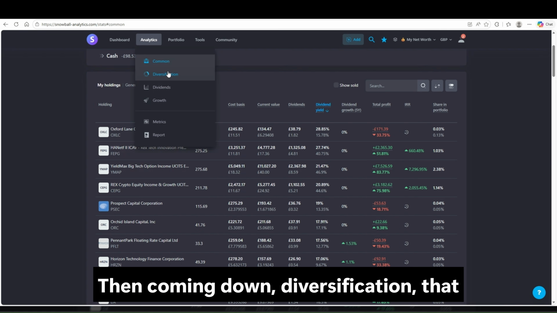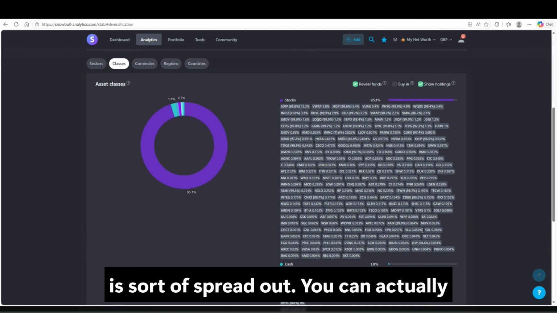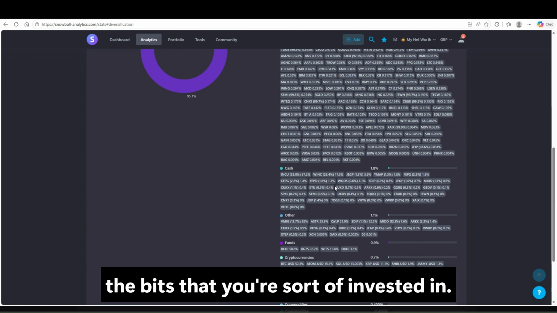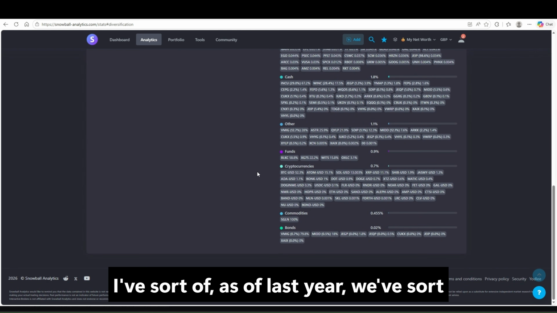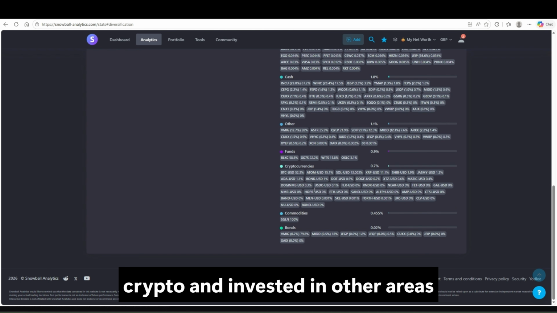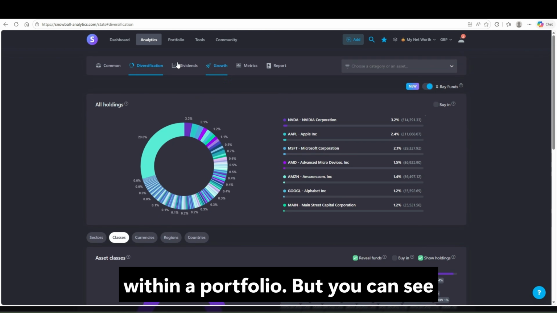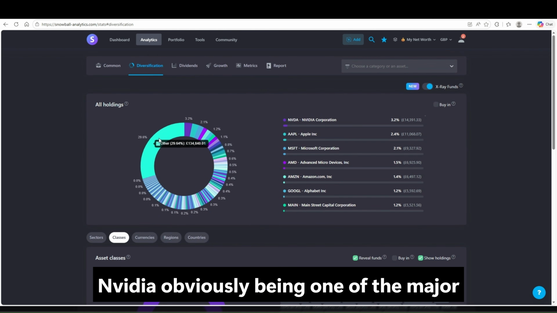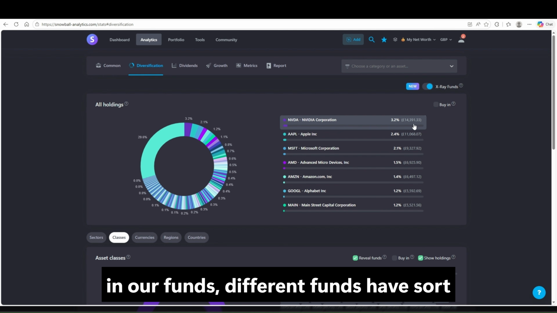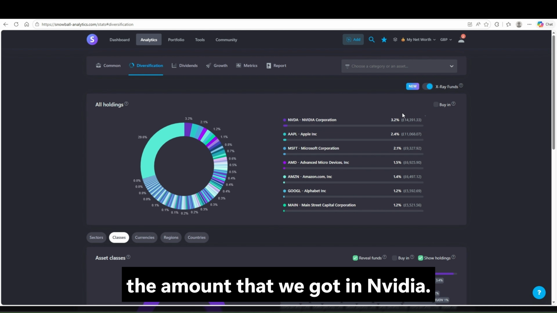Then coming down, diversification, that just shows you where a lot of your money is spread out. You can actually see everything, all the bits that you're invested in. As of last year, we've taken a fair bit of money out of crypto and invested in other areas within the portfolio. But you can see Nvidia obviously being one of the major ones in our funds. Different funds have Nvidia there, and this is the amount that we've got in Nvidia.